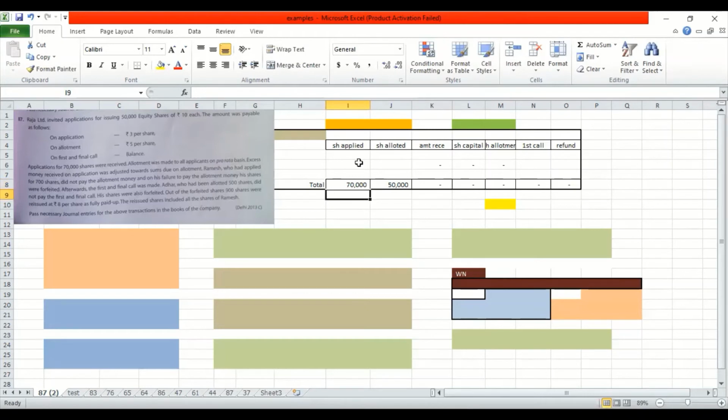Now, if you notice, there is no category as such. That means we just write it over here as 70 and 50,000. Now we will do the same thing. On application, it is 3. So I'm going to write here 3 rupees. Allotment, it's 5. I'm going to write 5 rupees. And first call, what would it be? If the total value is 10, obviously this would be 2.